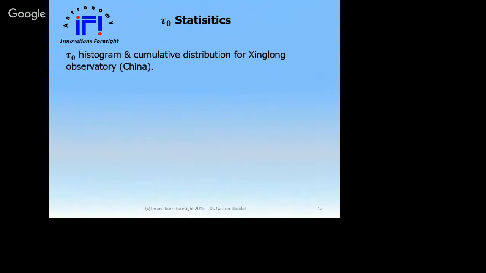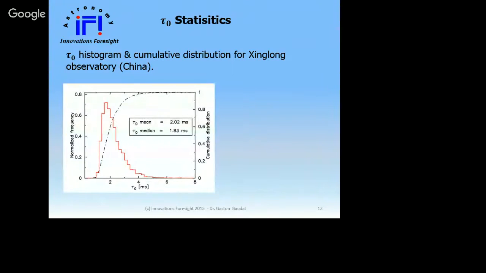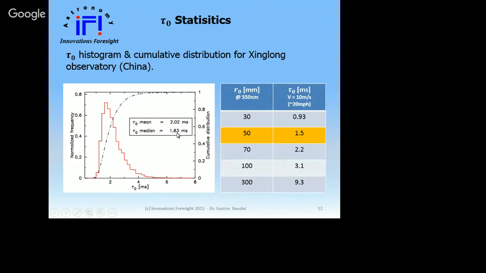As for the statistics of tau, that's a histogram from the Xinglong Observatory in China. You can see the same trend. You have this histogram with a heavy tail toward the larger values, and you can see on average we are around 2 milliseconds, with a median around 1.8, roughly the same thing. So here I have a table to show you what it means in terms of time versus seeing. If you look at our average seeing, where R0 is 5 centimeters, then the coherence time is 1.5 milliseconds. That's pretty fast.